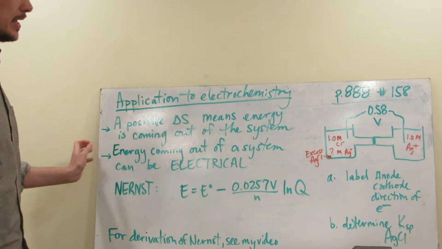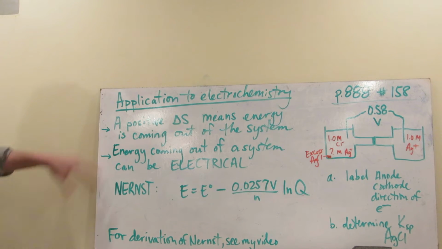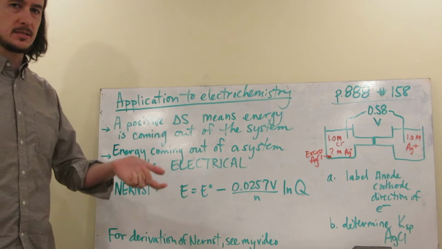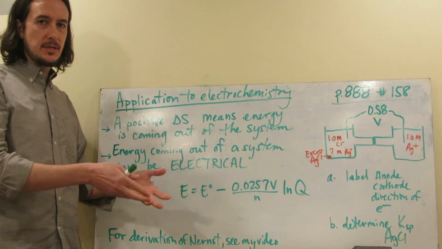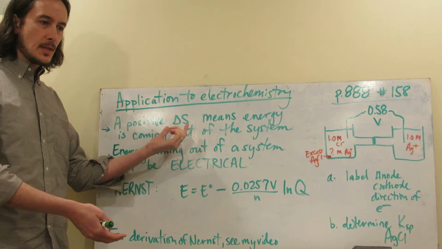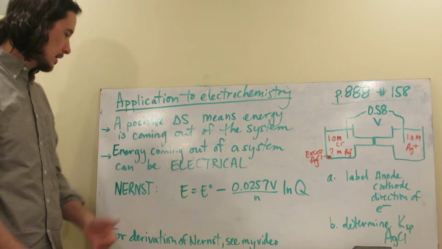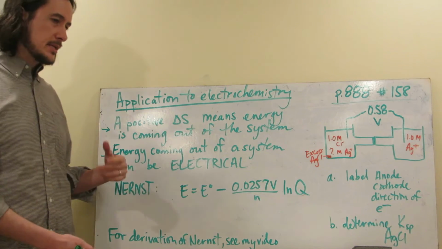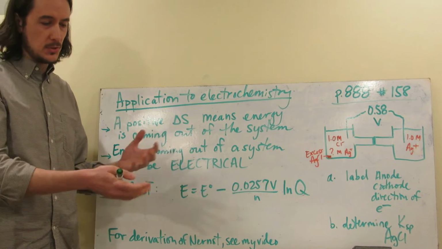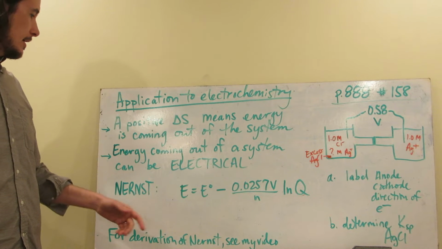This is from your textbook. It's page 888, number 158, and let me mention a few things first. Positive delta S means the energy is coming out of the system. Some part of free energy is entropy. So if we have a positive delta S, that's going to make delta G more negative, which means energy is coming out of the system. This energy coming out can be electrical. That energy can take different forms, but we can get electricity out of this. We can get a voltage.